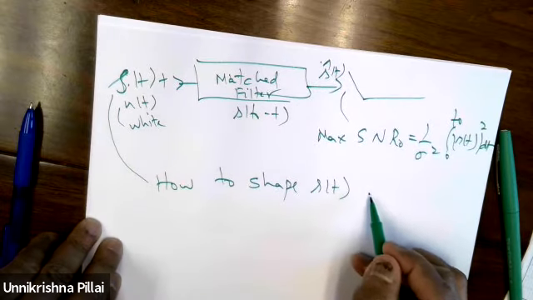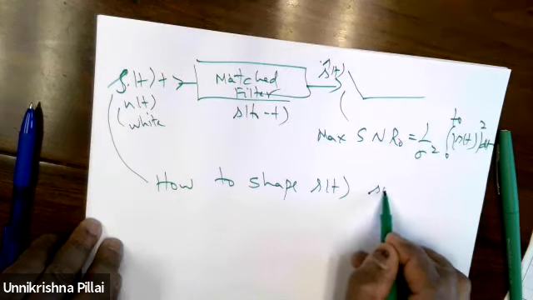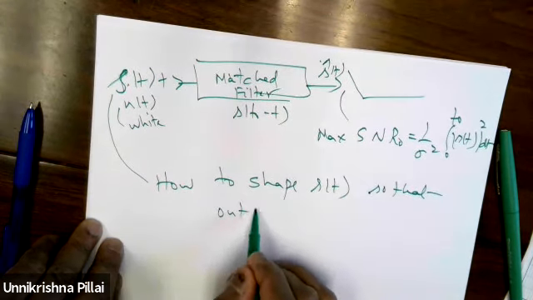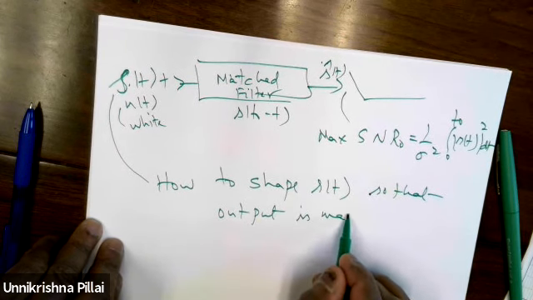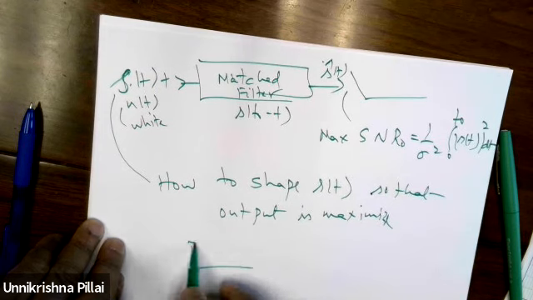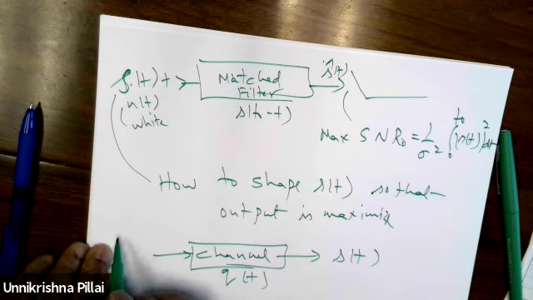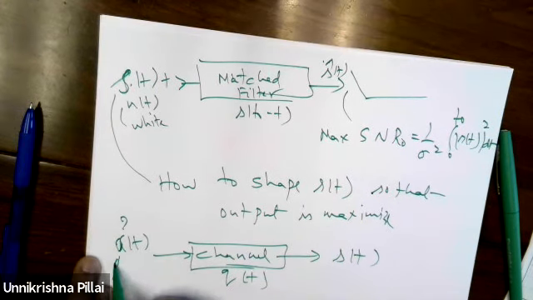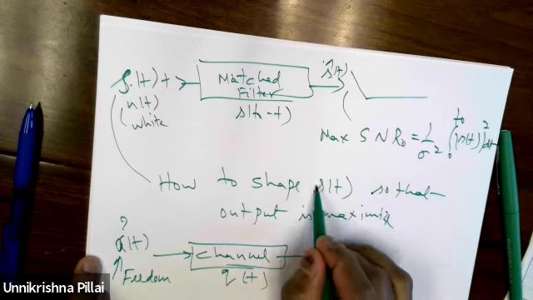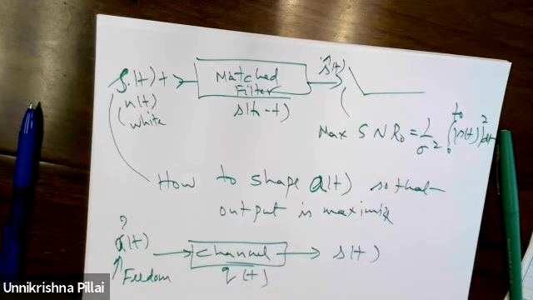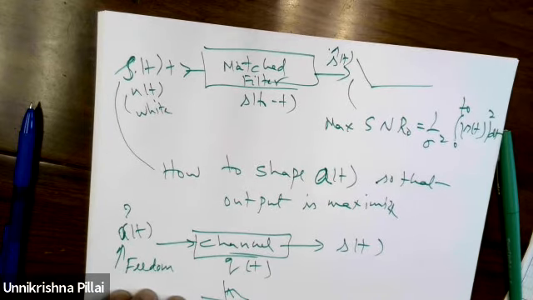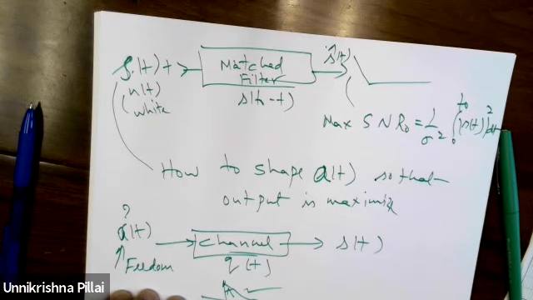Now, usually S of T is coming through a channel with some impulse response Q of T, and you are transmitting some waveform, let's say A of T. This is where the freedom is. You have freedom here. This is the question I am not going to answer. I just wanted to say that usually you have some channel with some response. This is why the wireless people go and measure the channel response.